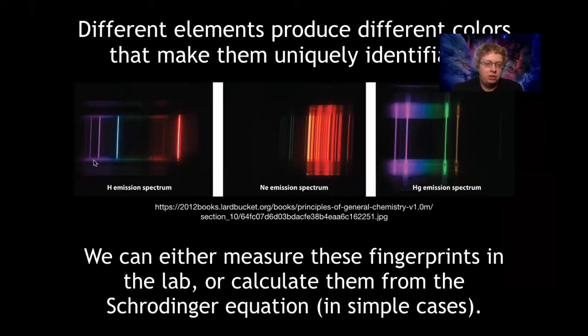So here's hydrogen, the same one we just saw. Here's what neon looks like. There are lots of red lines and they're very dense. And here's a mercury emission spectrum where you have some green lines and some purple lines. We can measure these fingerprints in the lab, or we can calculate them from the Schrodinger equation in simple cases. If we measure the positions of these lines, we can then look at light from some other source where we don't know what it's made of and figure out what elements make it up.